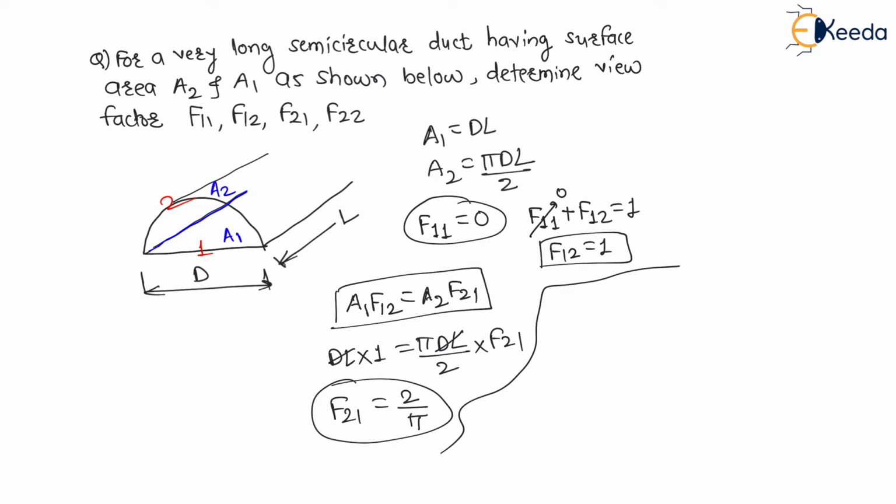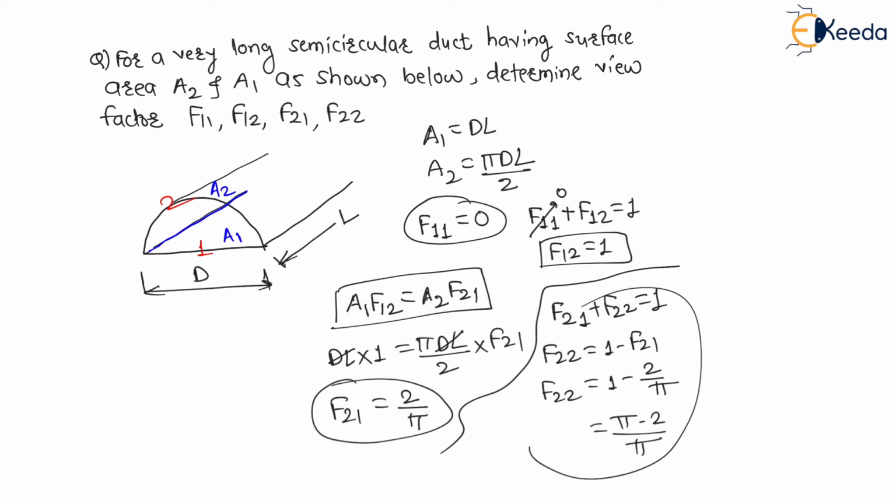Again, let us use the addition rule, that is the summation of all view factors with respect to any body is equal to 1. Therefore F21 plus F22 is equal to 1. Therefore F22 is equal to 1 minus F21, which is 1 minus 2 divided by pi, equal to pi minus 2 divided by pi. This is how we can find all the view factors.